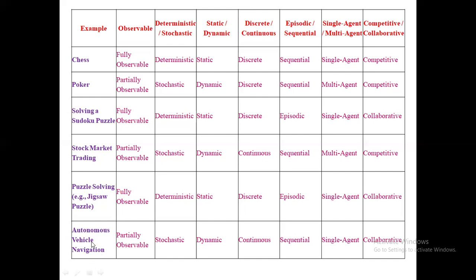Next, autonomous vehicle navigation example. Autonomous vehicle navigation operates in a partially observable environment as not all road conditions or obstacles are visible at all times. It is stochastic due to unpredictable elements like weather and traffic. The environment is dynamic, continuously changing as the vehicle moves and interacts with other road users.